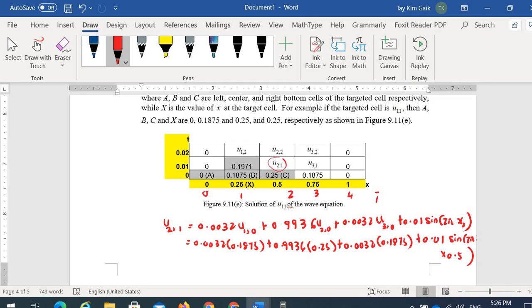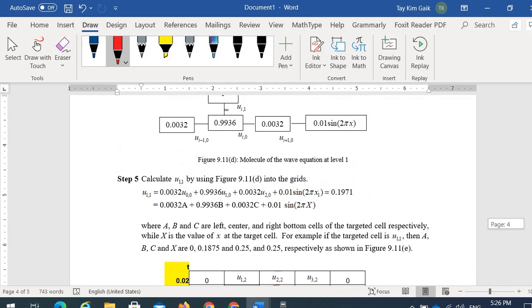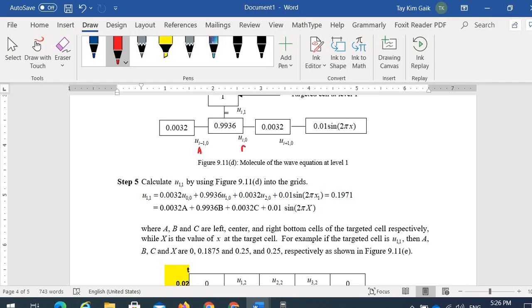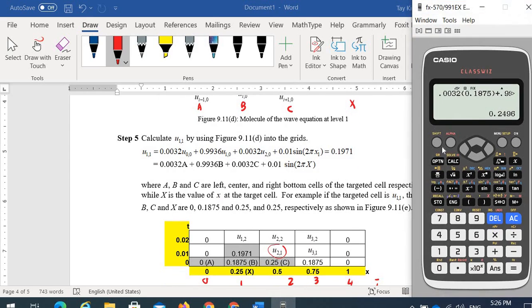So what I'm going to do is, the left bottom cell here, I represent using A. Center bottom is B, right bottom is C. The value of x, of course, I use X. So I'm going to use this formula: 0.0032 times A, left bottom is A, plus the coefficient for center bottom, 0.9936, represented using B, plus 0.0032, right bottom is C, plus 0.01 sin, make sure in radian mode, 2 pi times x.